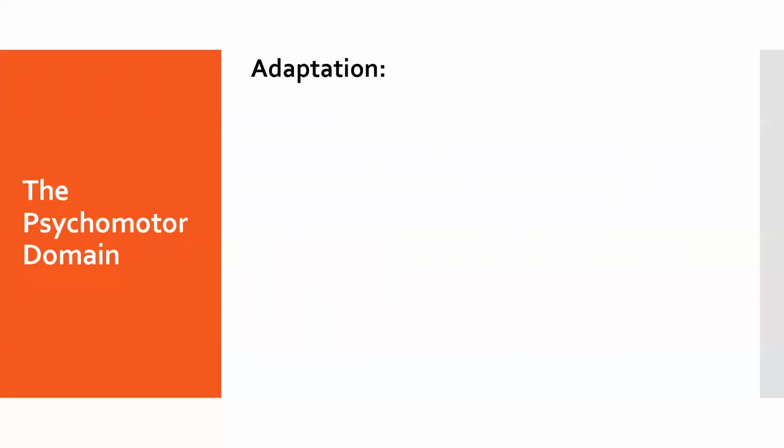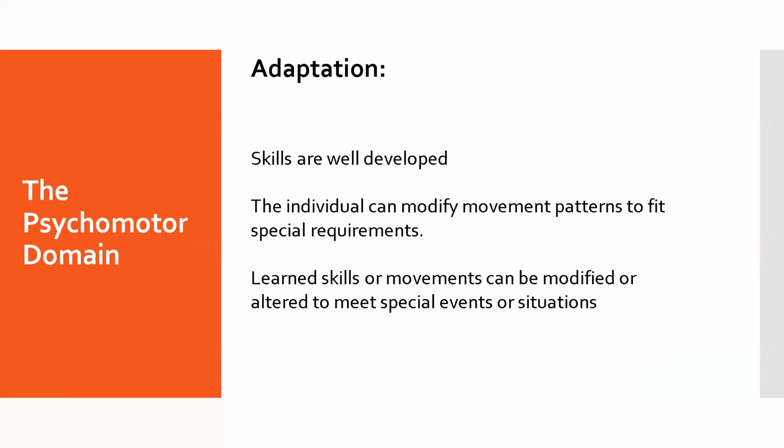The next level is adaptation. Here, skills are well developed. The individual can modify movement patterns to fit special requirements. Learned skills or movements can be modified or altered to meet special events or situations.